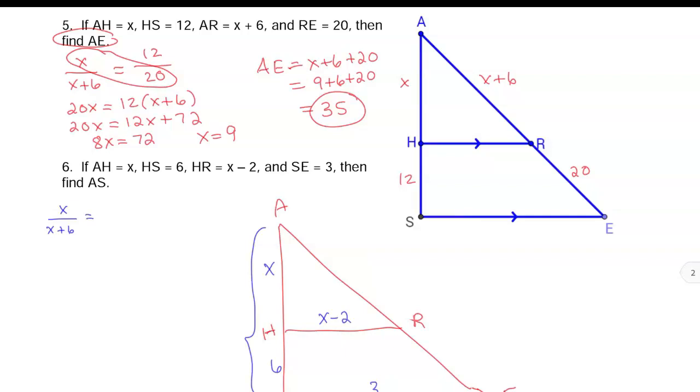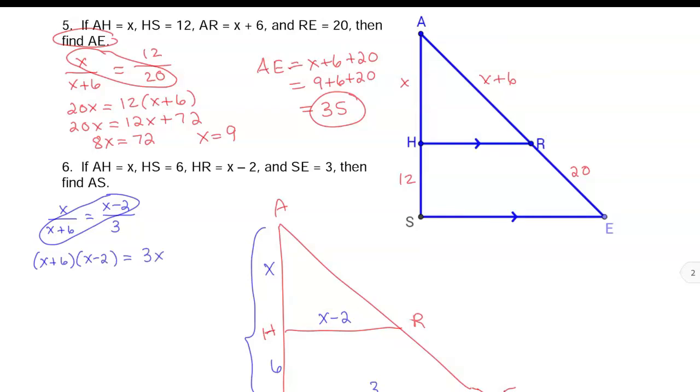You have to take in both of these pieces, x and the 6. Now I'll use the bottoms of the triangles. So the bottom of the little triangle is x minus 2, and the bottom of the big triangle is 3. So here we go with cross multiplying. I'm going to go this way first: x plus 6 times x minus 2, and then 3 times x.